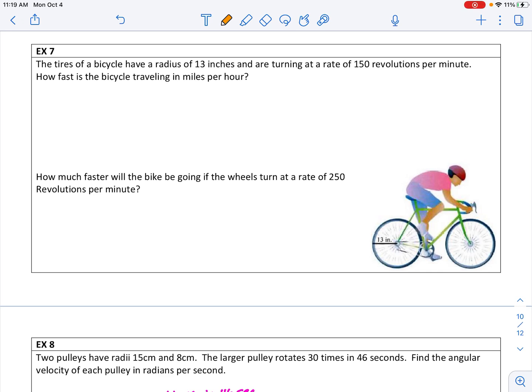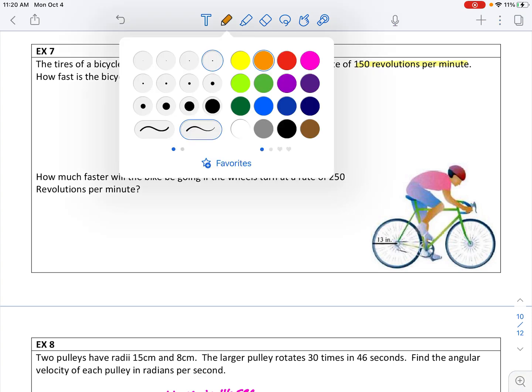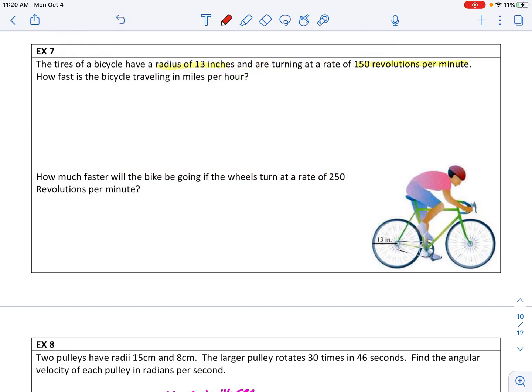In this example 7, it says the tires of a bicycle have a radius of 13 inches and are turning at a rate of 150 revolutions per minute. How fast is the bike traveling in miles per hour? Please note that they're talking about a conversion of miles per hour.